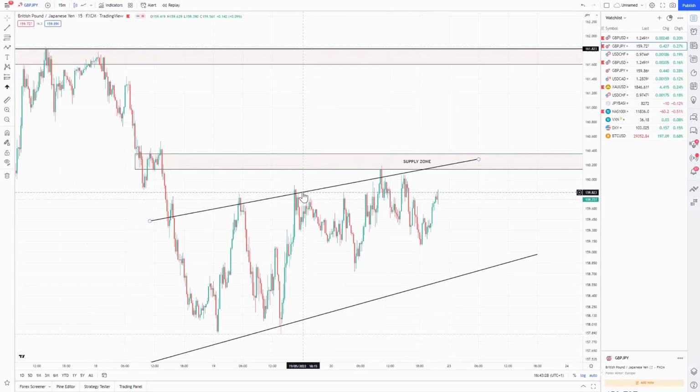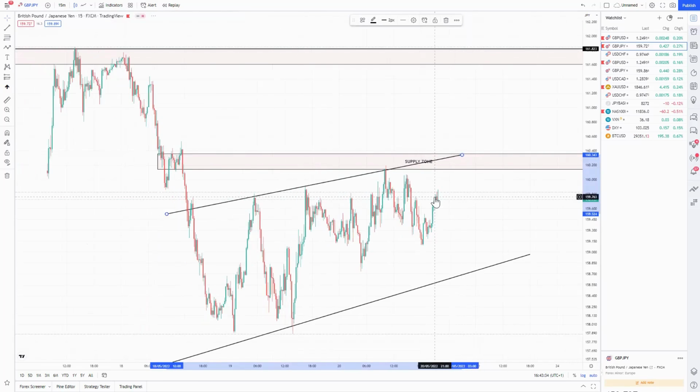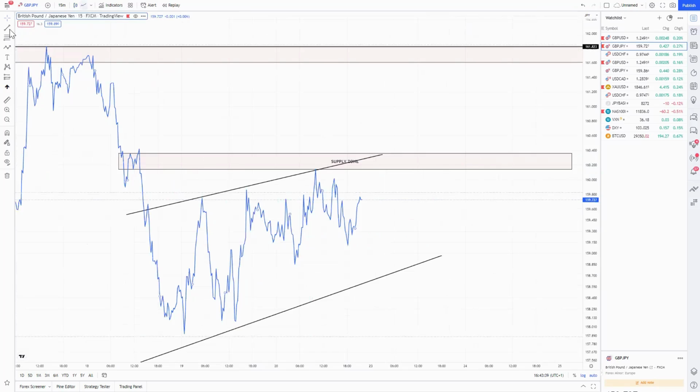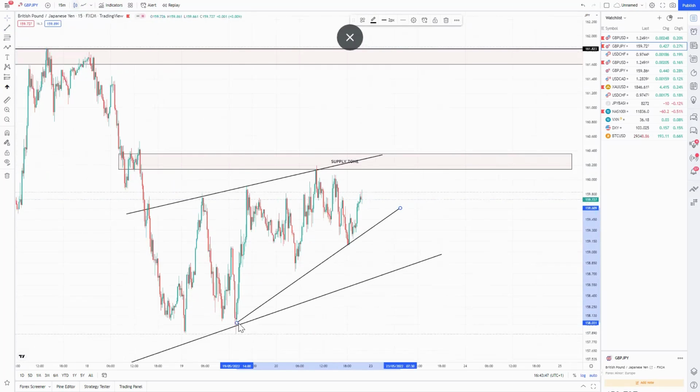Okay, let me balance this. Okay, good. So this is what we mark. We can also mark another zone inside here. We can draw an inner trend line for this. Okay, can you guys see? Good. So we mark another trend inside the trend we've marked initially.